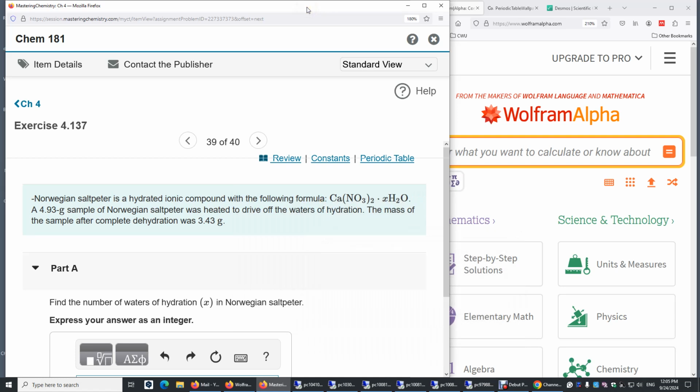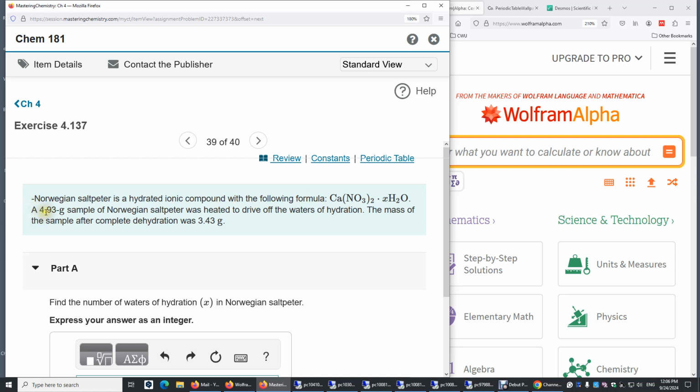Chapter 4. Exercise 4.137. Norwegian saltpeter is a hydrated ionic compound with the following formula: calcium nitrate with X water molecules. X must be an integer.